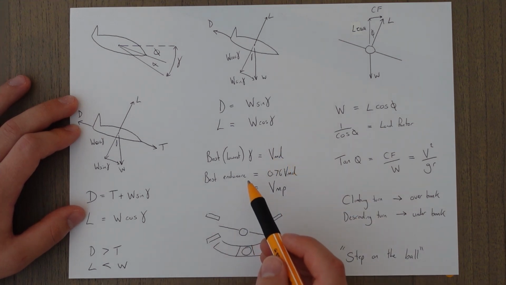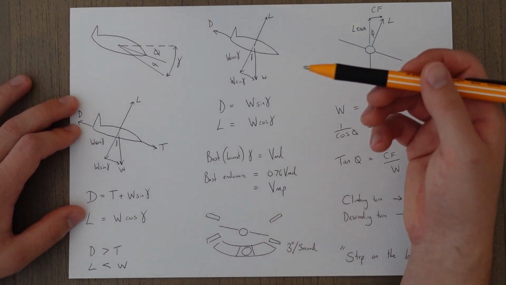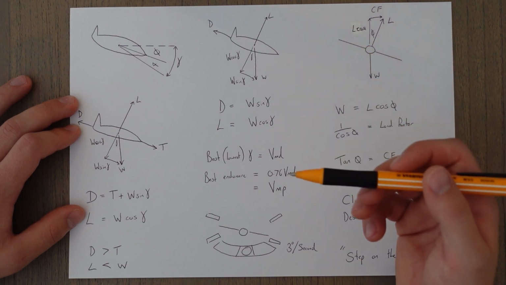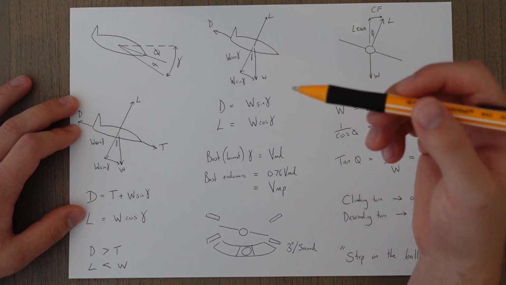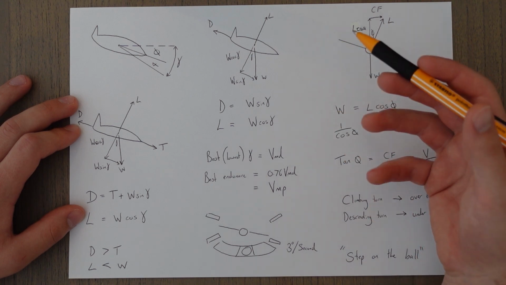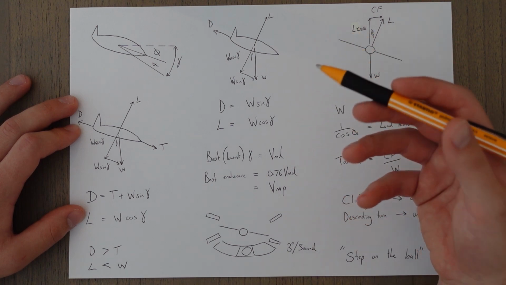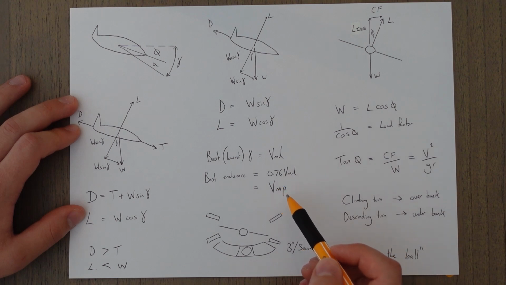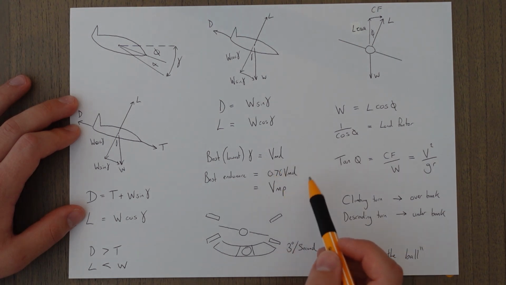Best endurance, on the other hand, is dependent on the rate of change between height, or potential energy, and kinetic energy, and the rate of change of energy is known as power. So we have to get a speed which is minimum power, VMP, and that occurs at 0.76 VMD.